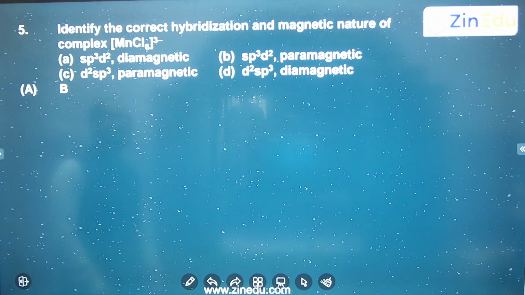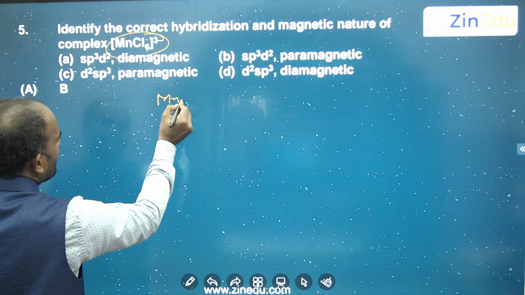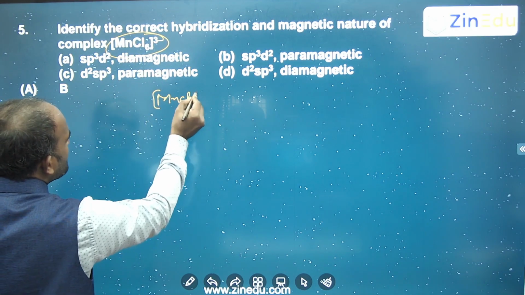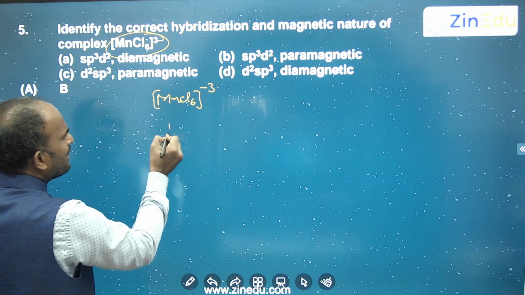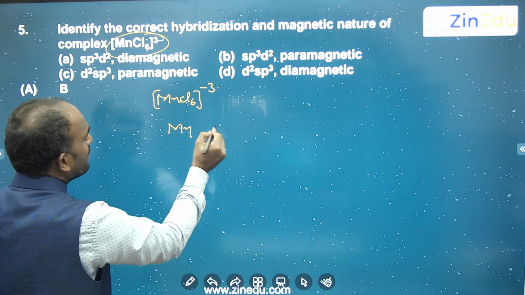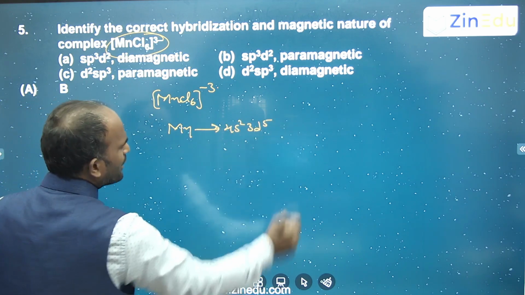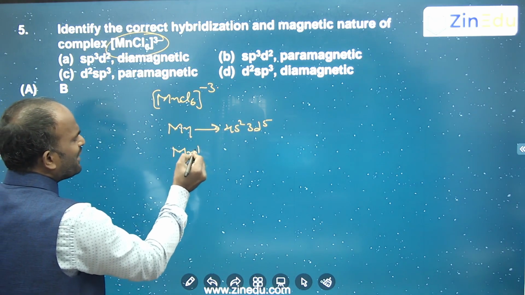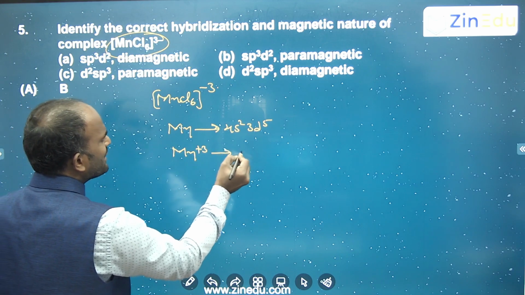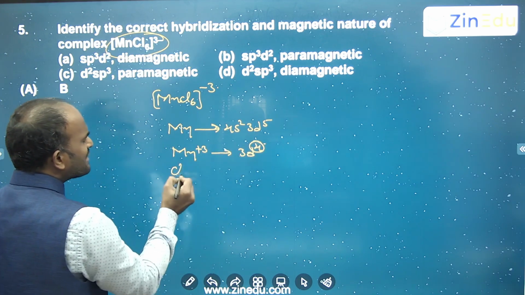Identify the correct hybridization and magnetic nature of the complex MnCl6 3-. Here manganese has the outermost electronic configuration 4s2 3d5. Manganese is in the +3 oxidation state, Mn3+, so this is going to be 3d4. And moreover, chlorine is a weak ligand.